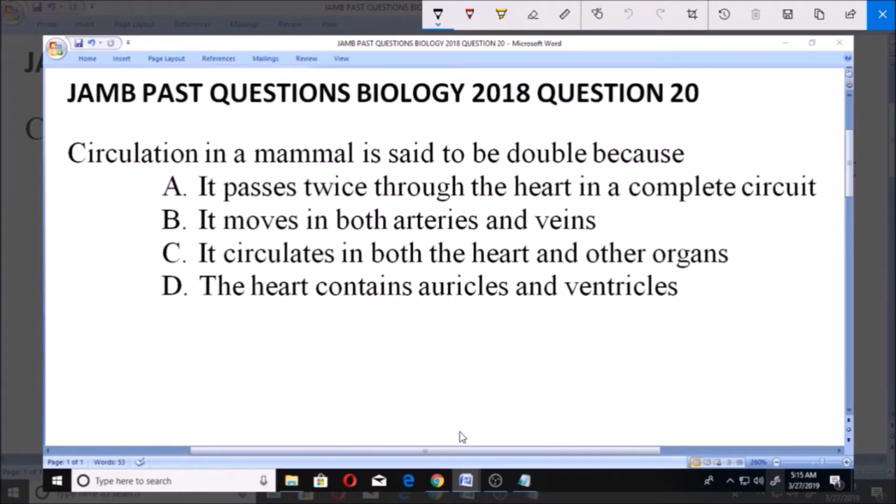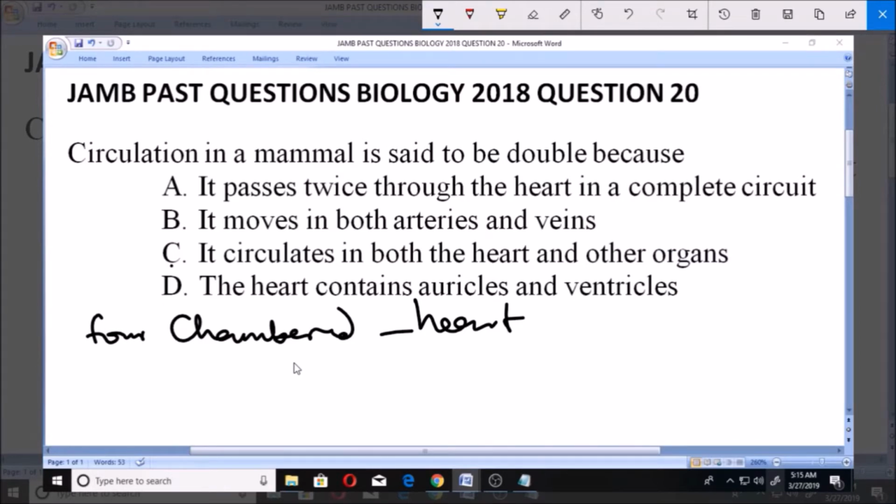So why is it said that circulation in a mammal is a double circulation, or is double? So why do you say that? Now, for us to put this in context, first of all, we need to understand that in mammals the heart is four-chambered. We need to understand the process of circulation. Always know that the heart is four-chambered in mammals, and you know the heart is where the pumping of the blood takes place.